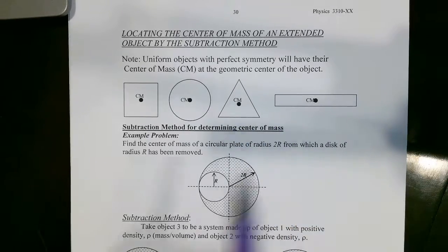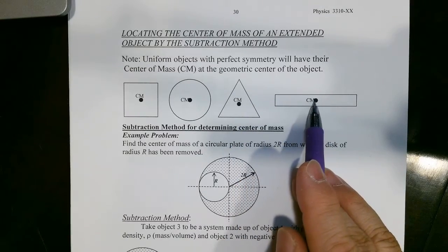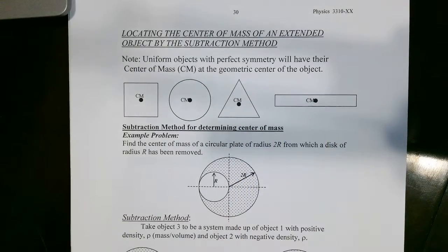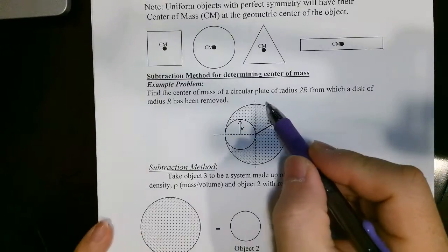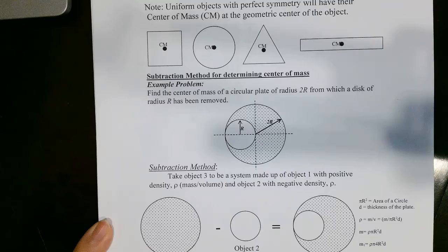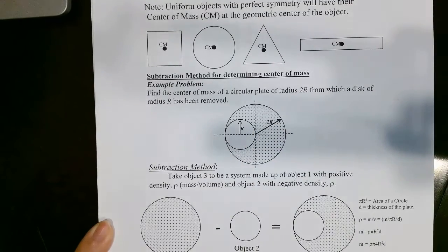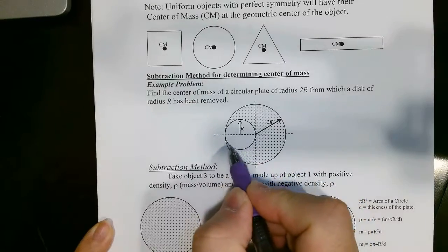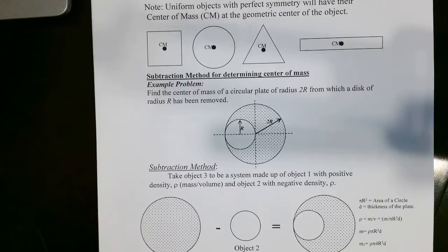Equilateral triangle, etc. Now, if you have a rectangle, it'd be at its geometric center. So, what if there's a hole cut out of it? Let's say we had a circular disc, a plate, and it has a certain thickness d, but we cut a hole like so, then how do we actually find the center of mass on that?